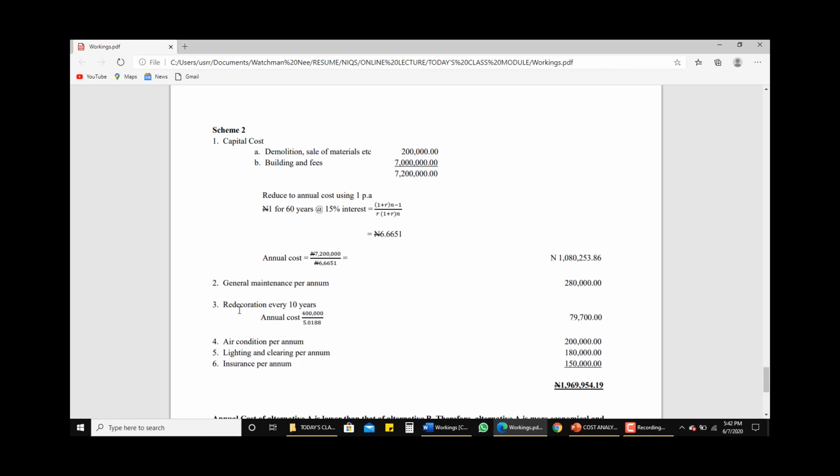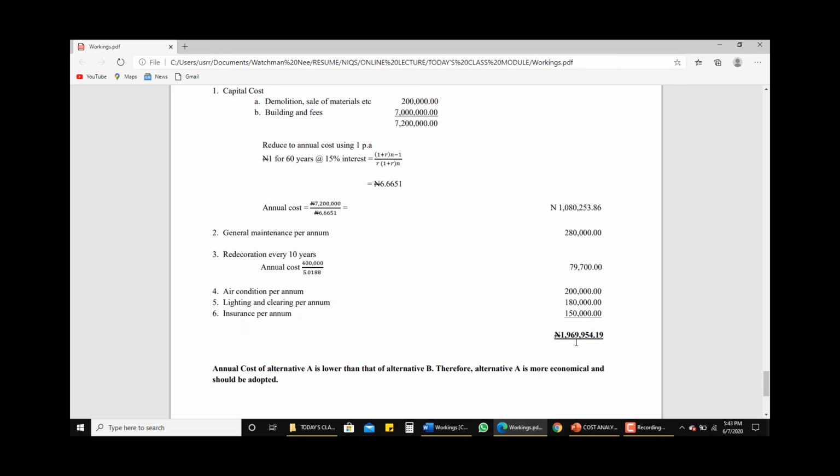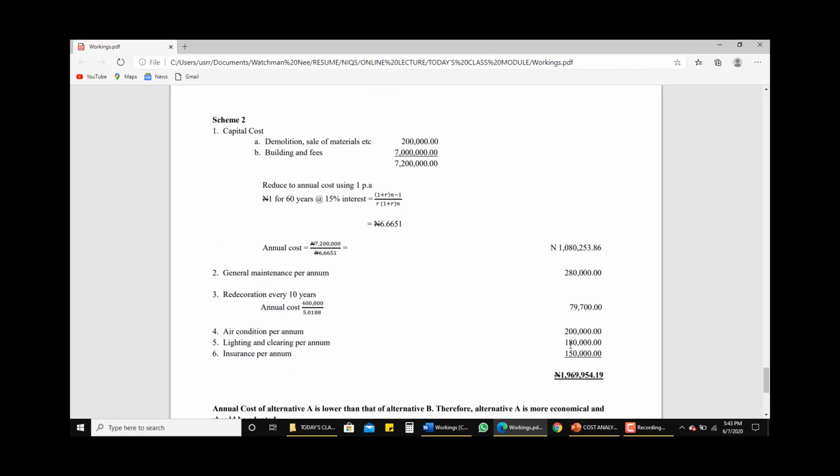So like I said, here we have redecoration every 10 years, we don't have a major repair. And also we use the present value of 1 naira per annum, and we arrive at this annual cost too, as we've done in the previous cases. Then air conditioning per annum too, 200,000 naira, lighting and cleaning per annum 180,000 naira, insurance per annum 150,000 naira, and we arrive at 1,969,954 naira 19 kobo per annum as the annual cost for scheme 2.